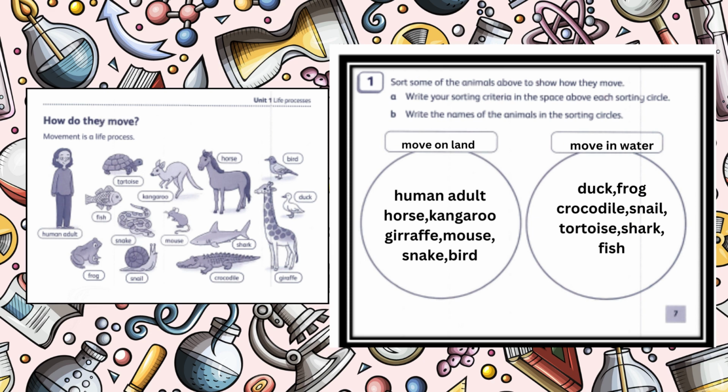So, human, adult, horse, kangaroo, giraffe, mouse, snake, and bird. They move on land. Duck, frog, crocodile, snail, tortoise, shark, and fish. They move in water.